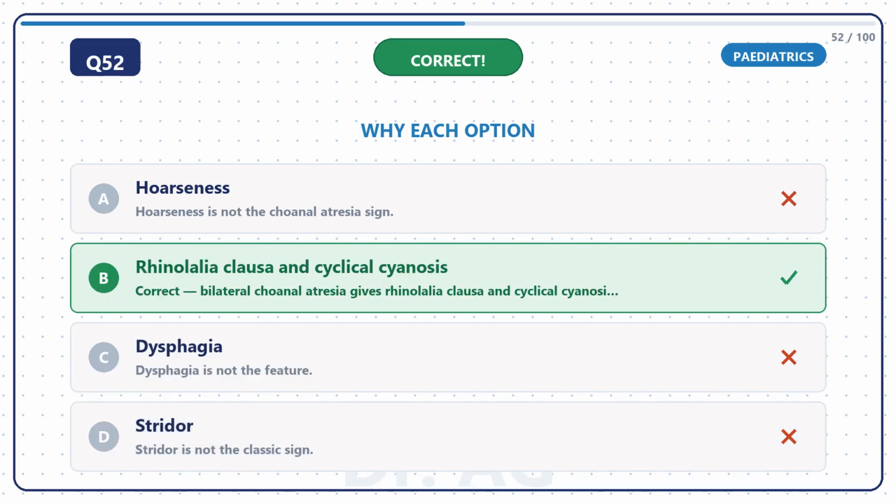And the correct answer is Rhinolalia clausa and cyclical cyanosis. Correct. Bilateral choanal atresia gives Rhinolalia clausa and cyclical cyanosis, relieved by crying. So, the right answer is option B. Rhinolalia clausa and cyclical cyanosis.